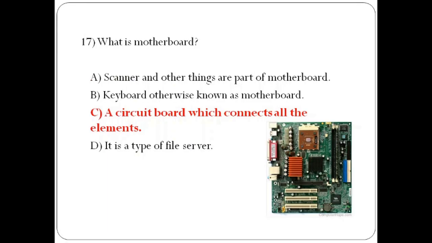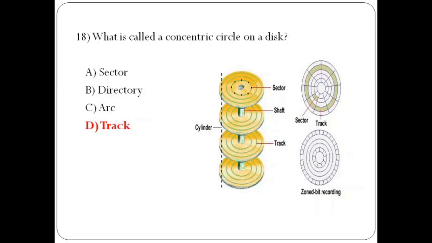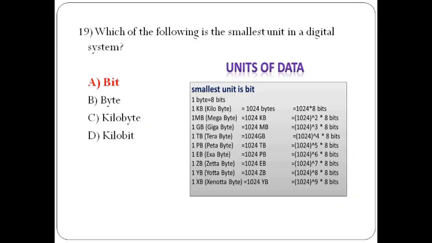Next question is, what is motherboard? A motherboard provides connectivity between the hardware components of a computer like the CPU, RAM, hard drives, etc. What is called concentric circles on a disk? When a disk undergoes a low-level format, it is divided into tracks and sectors. The tracks are concentric circles around the disk and the sectors are segments within each circle.